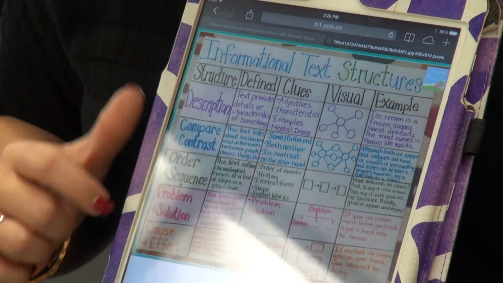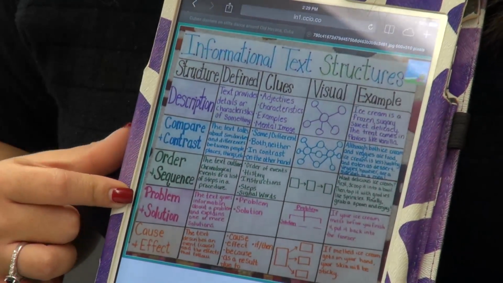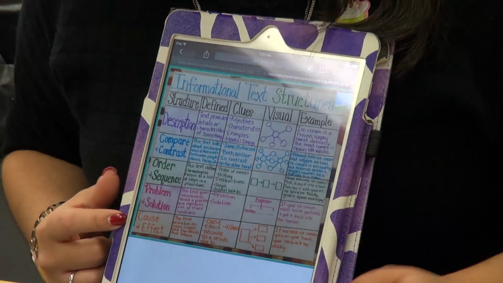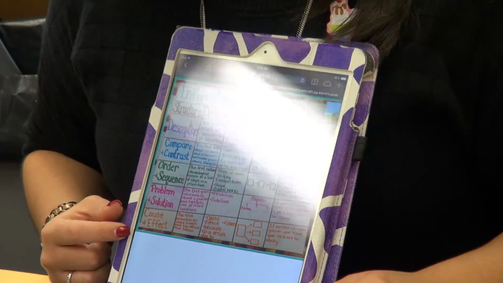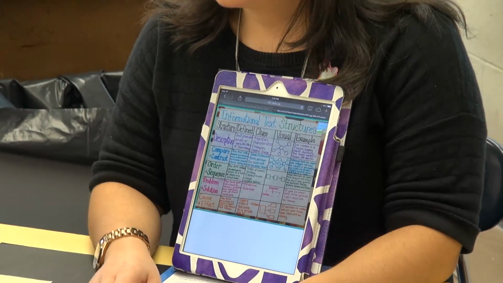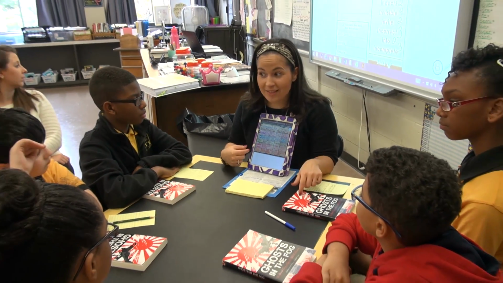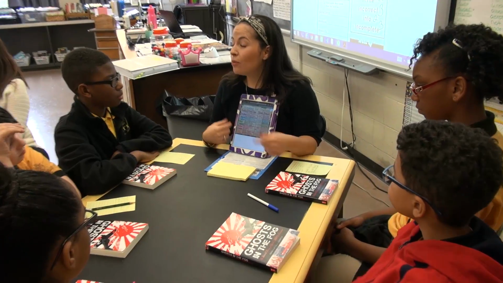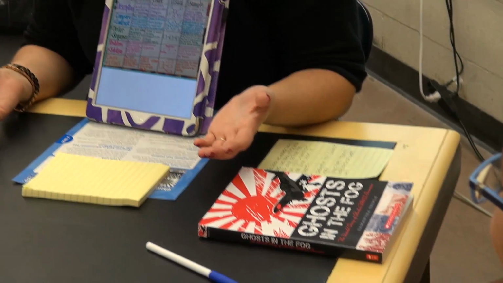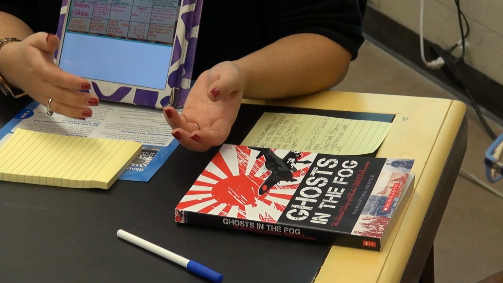So that's order and sequence. We can also have problem and solution. First you're introduced to the problem, then you're told about the solution, or cause and effect. So what we're going to do today is use the nonfiction text features to help us figure out this text structure. We might make a prediction today and it might be wrong. We might have to edit it once we continue to read the story.